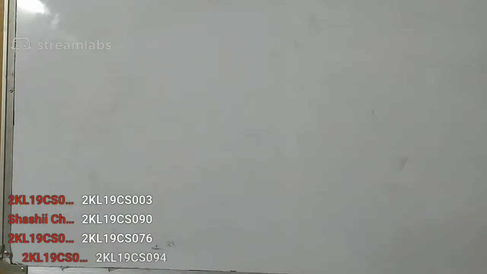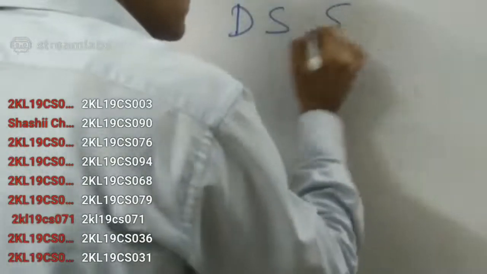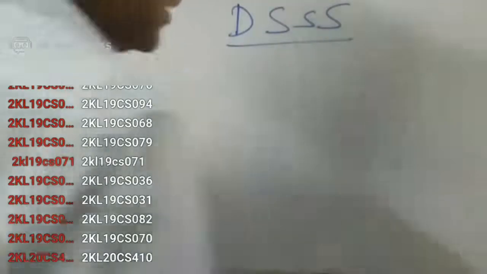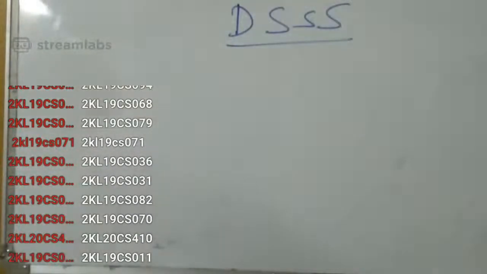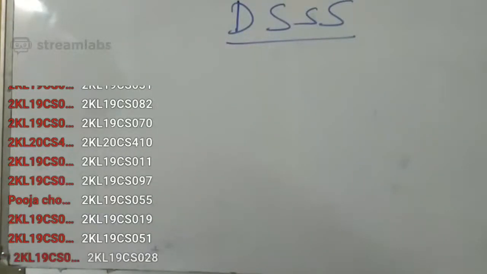So I am going to discuss the next topic, that is DSSS, direct sequence spread spectrum. This is the last part of this multiplexing chapter, or bandwidth utilization chapter.